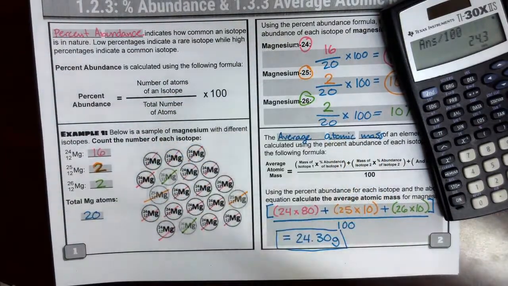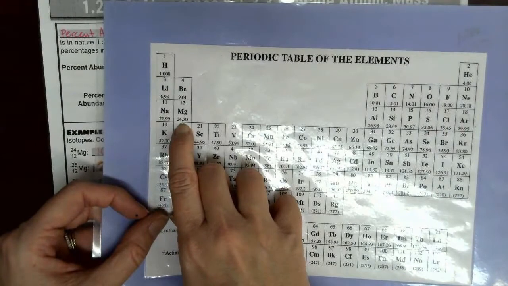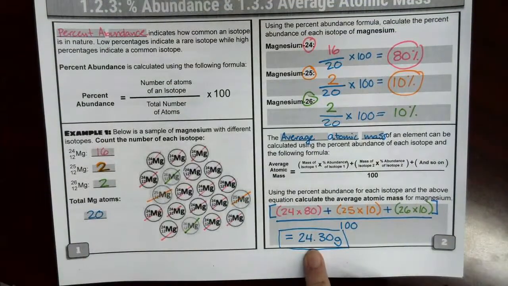And then if I look on the periodic table, you can see that there is the average atomic mass of magnesium, 24.3, just like we said. That's where that number comes from.